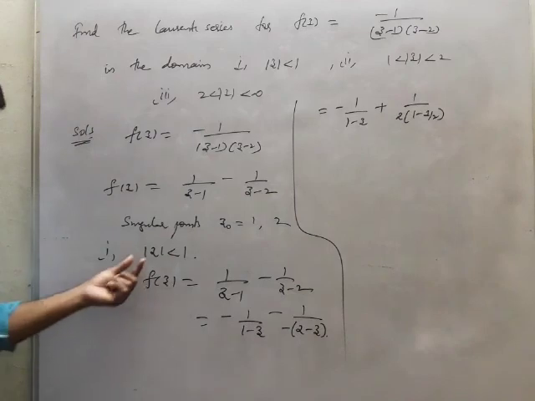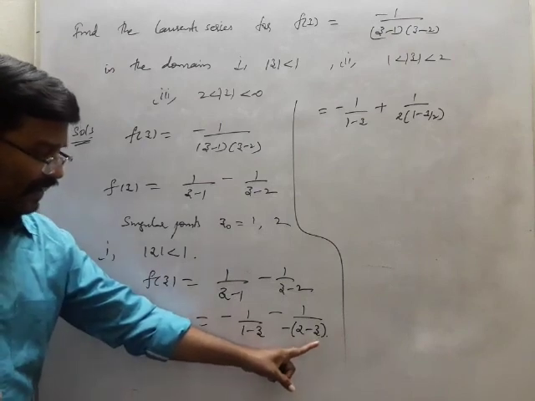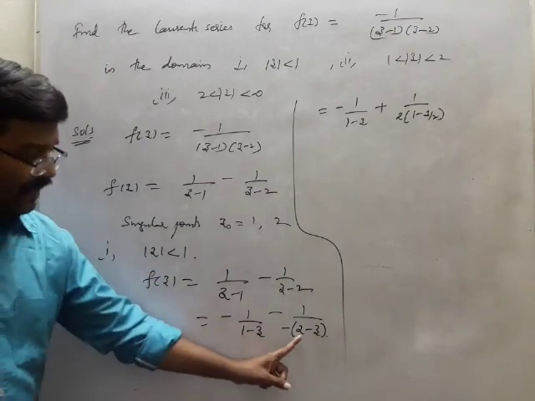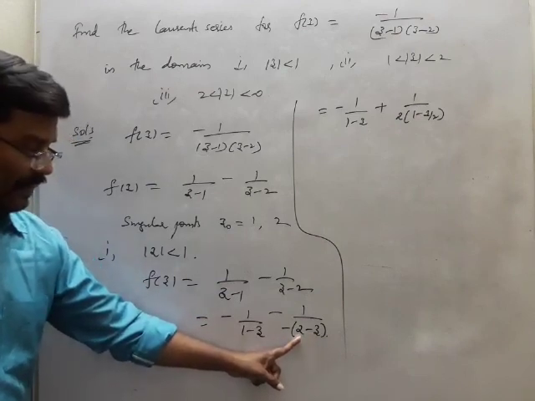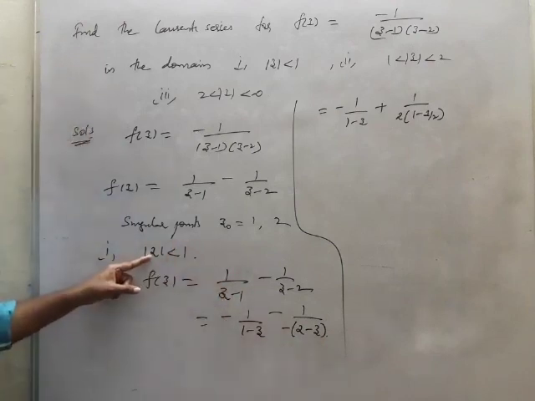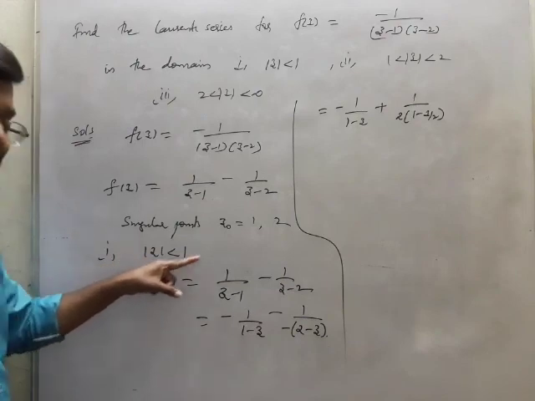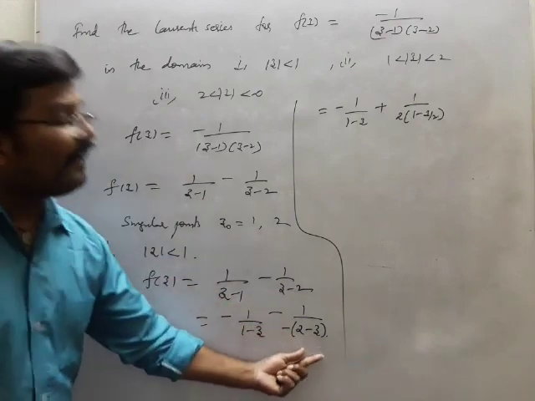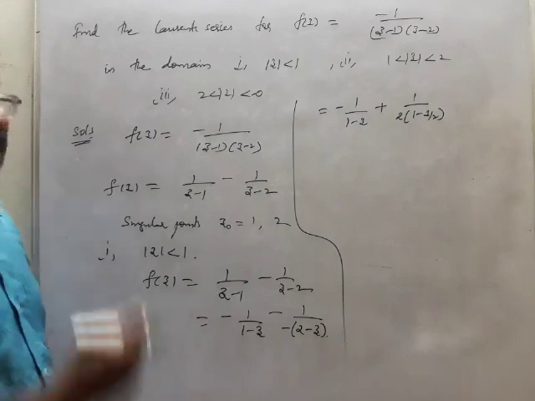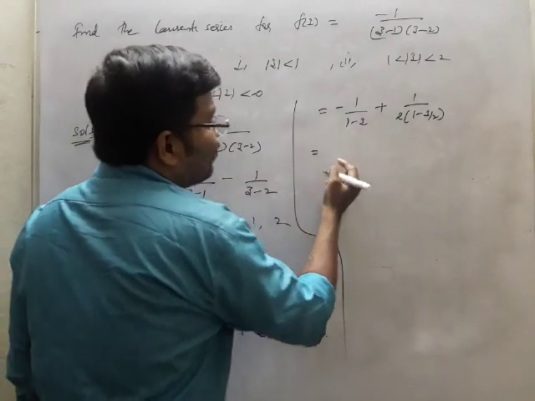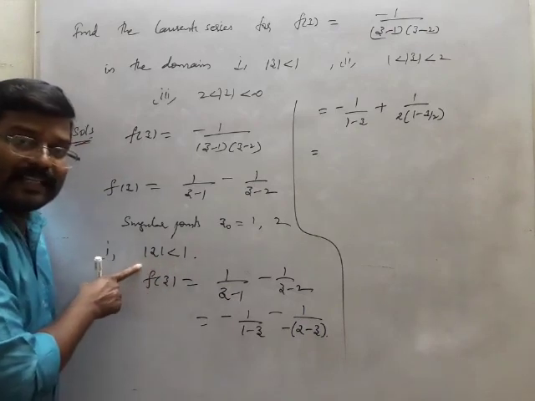Because mod z is less than 1, I wanted to expand this in such a way that I get it in the form of 1 minus z. So I have taken 2 common here, so z by 2. Even if I write z by 2 here, that is also less than 1. So therefore I can easily expand in the form of 1 minus z whole power minus 1, like the binomial expansion. You have to see that this condition should be satisfied, then only we can expand, otherwise we cannot expand.